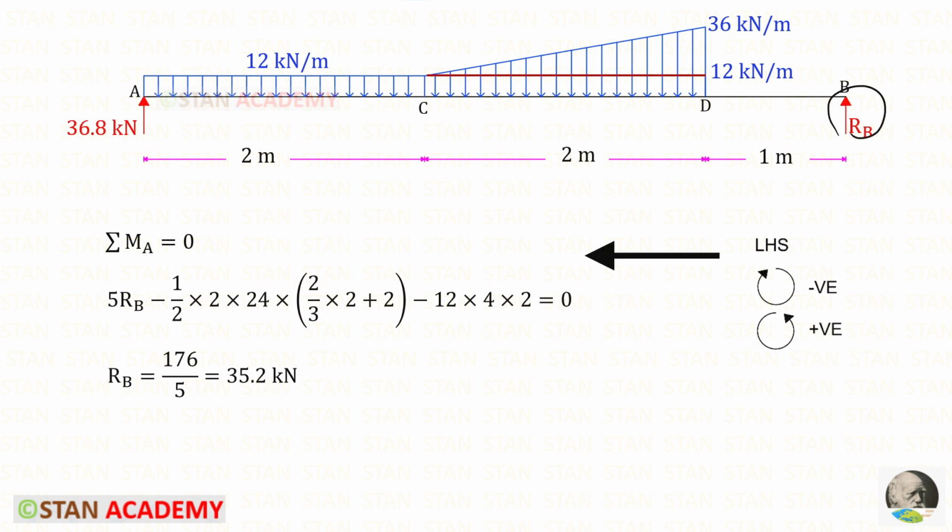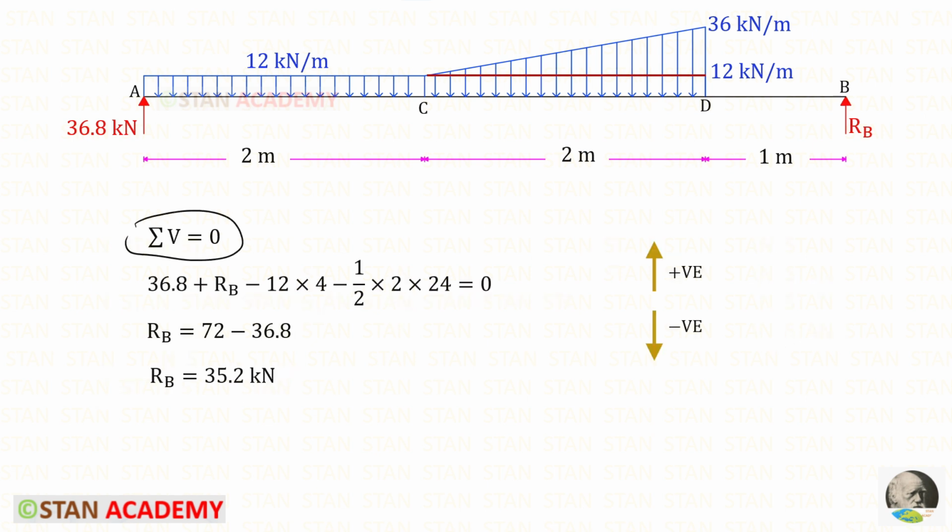To find RB, let us take moment about A. In this case, we have to follow the left hand side rule. RB is acting in the anti-clockwise direction, so it will be positive, and the distance is 5, so it is 5 RB. The UVL is acting in the clockwise direction, so it will be negative. This is the area of the triangle, and the centroid distance about C is 2 upon 3 into breadth. Here the breadth is 2, so this is the centroid distance. Then we have to add the remaining distance up to A, which is 2. The UDL is acting in the clockwise direction, so it is also negative. This is the area of the rectangle, and from the center to point A, the distance is 2. For RB, we will get 35.2 kN.